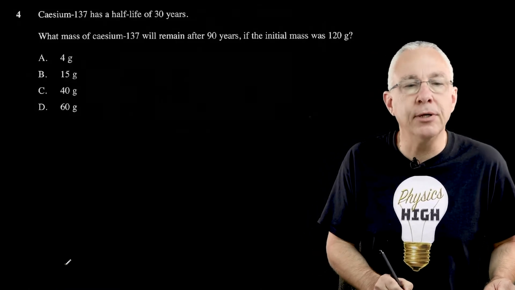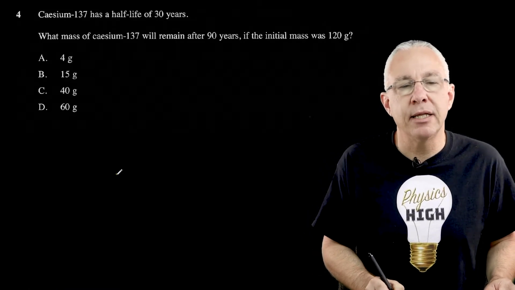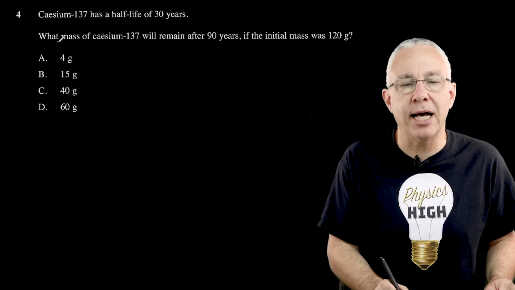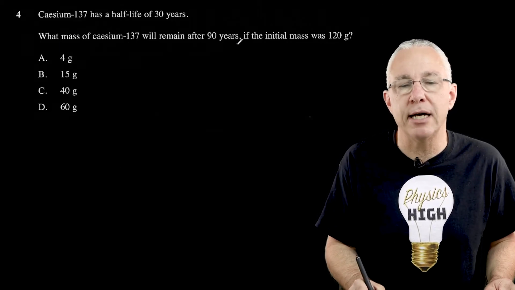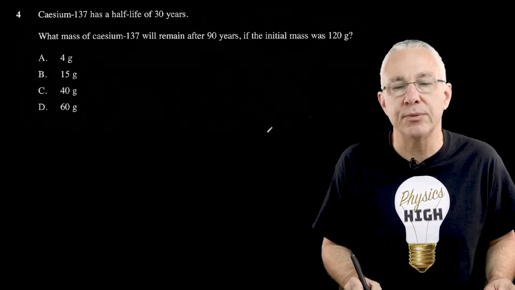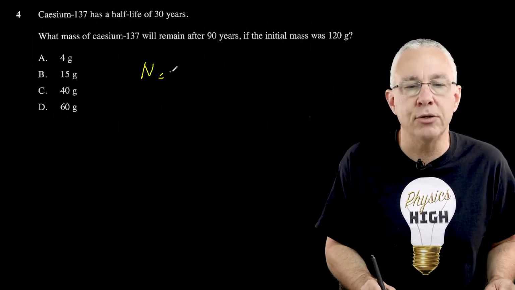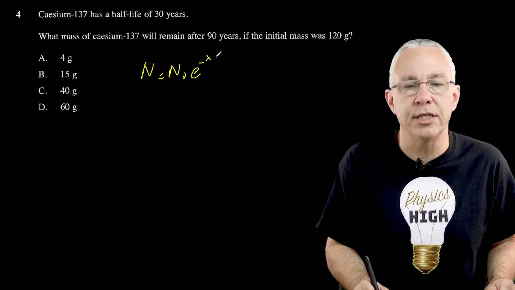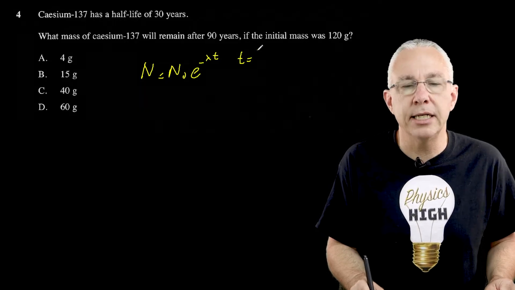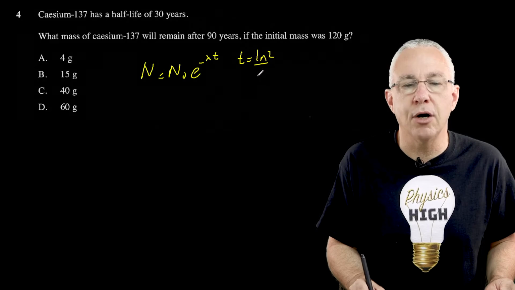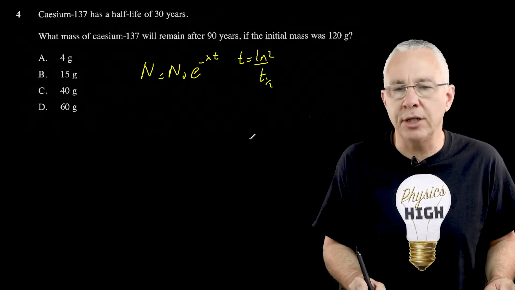Question number 4, we have cesium-137 that has a half-life of 30 years. We are asked what mass of cesium-137 remains after 90 years if the initial mass was 120 grams. Now, you could work this out the long way by using the mathematical formula, which is this particular formula here, where lambda is natural log of 2 over the half-life, but you don't need to do that.